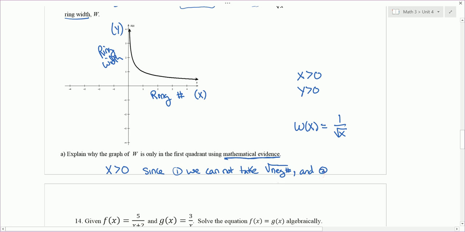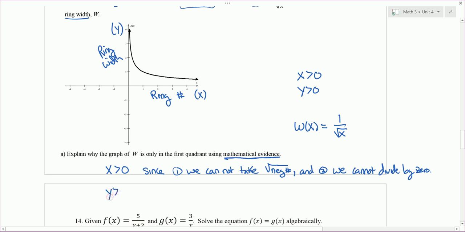so that's why it's not negative, but why isn't it 0? Well, if x was 0, then we would be dividing by 0. You can't plug a 0 in for that equation. And 2, we cannot divide by 0. So that's why x is positive.